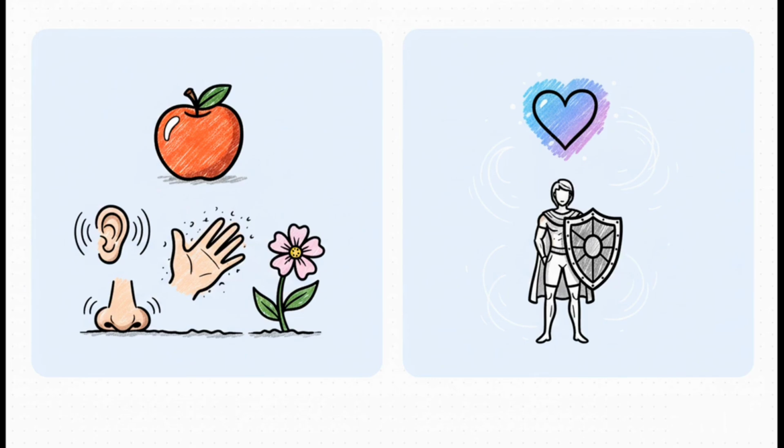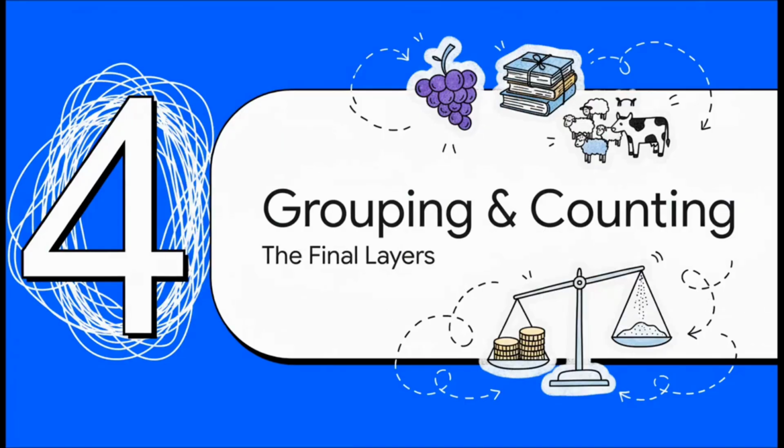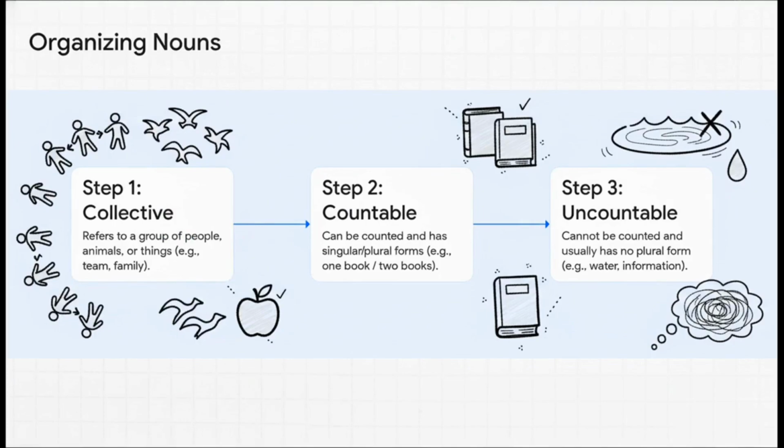But an abstract noun, that's a whole different beast. You can feel love or show courage, but you can't physically hold them. They're concepts, they're feelings, they're qualities. Make sense? Okay, awesome. We're getting to the final layers of our toolkit now. These last few types of nouns are all about organization, how we lump things into groups, and whether or not we can even count them. So, let's run through these real quick.